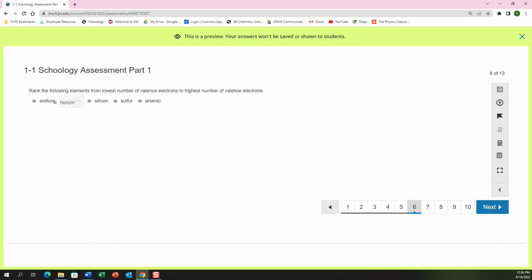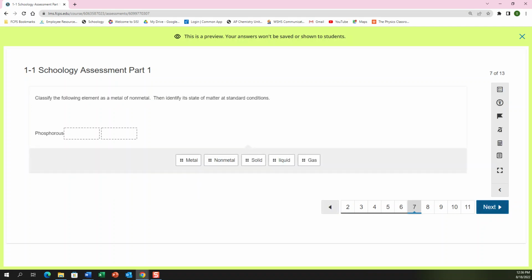So sodium has 1, helium has 2, so that's the next lowest. Then silicon, and then we got to put sulfur. Sulfur has 6, and arsenic has 5. All right. Keep on going.